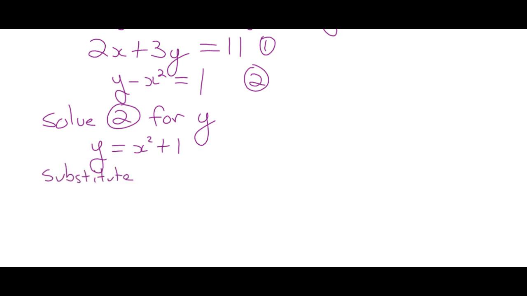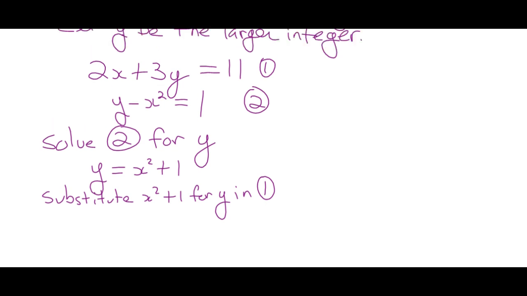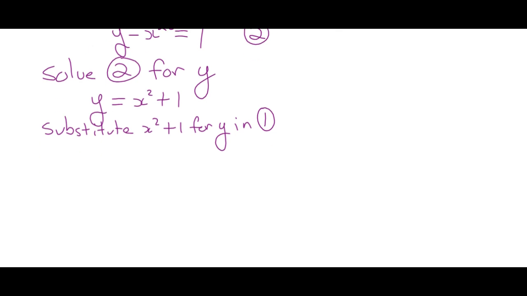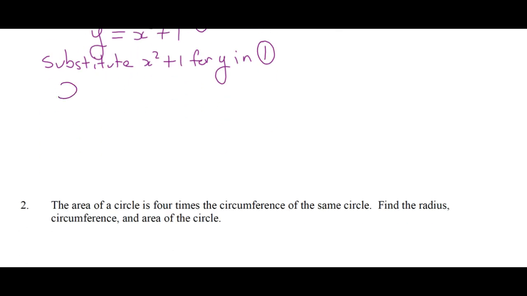But okay, substitute. Since we're doing substitution, substitute x squared plus 1 for y in number 1, because if we stick it in 2, we're just going to end up with 1 equals 1, which, while true, is not helpful. So we got 2x plus 3y equals 11. So 2x plus 3, and y is x squared plus 1. We have done a direct substitution. Wherever we see y, we are now writing x squared plus 1.